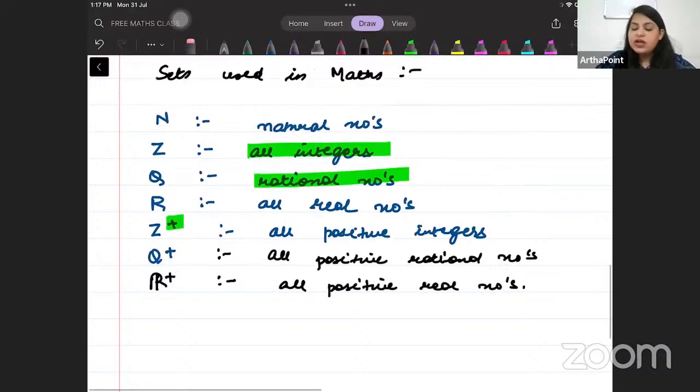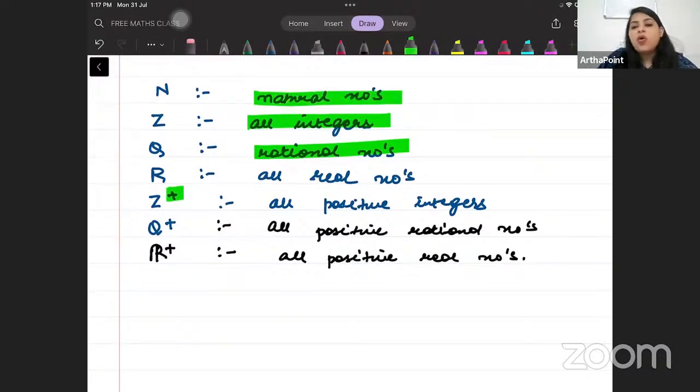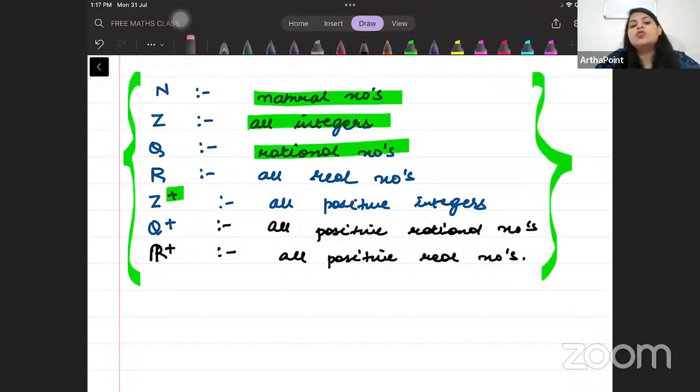So look carefully, what have we done? N stands for all natural numbers. Z stands for all integers. Q stands for all rational numbers. R stands for all real numbers. Then Z plus stands for all positive integers. Q plus all positive rational numbers. R plus all positive real numbers. I will be using this throughout my maths classes. Whatever we study ahead, I am going to use these symbols throughout. So it is very very important that you go ahead and you learn these symbols.